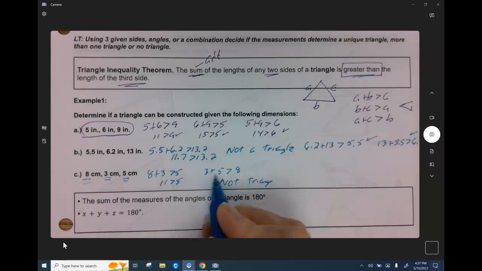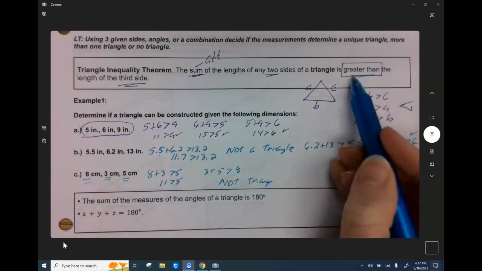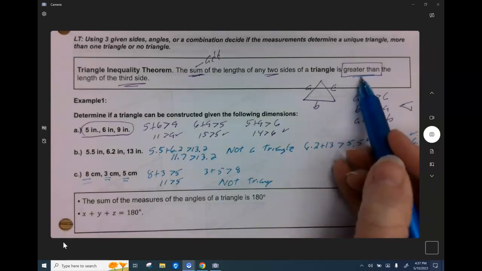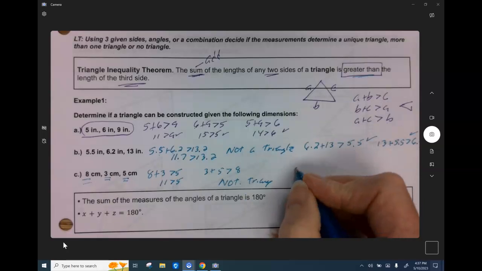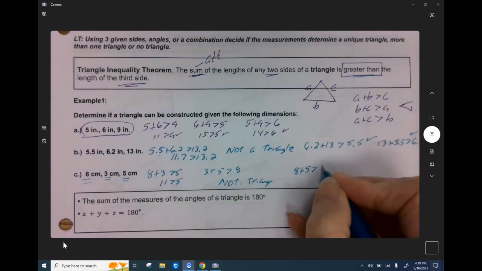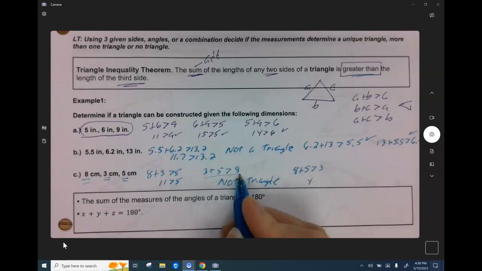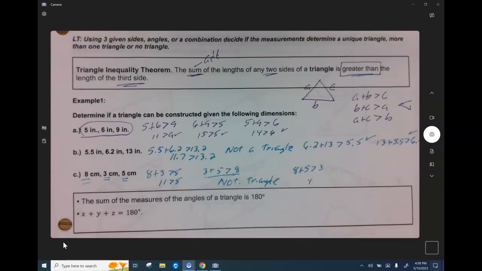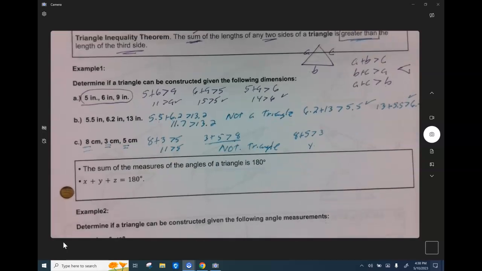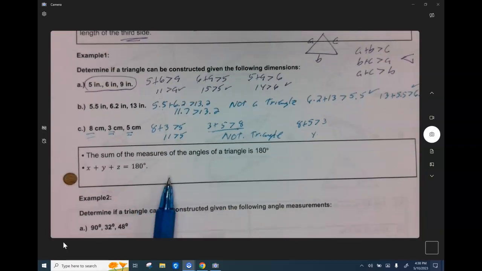It's not a triangle because 3 plus 5 is equal to 8, but it says that it has to be greater than the third side. It is not. Now, if I would have taken 8 plus 5, is that greater than 3? Yes. But it's not a triangle because this one is equal to. Cool. Okay, you'll get to do some more of those later. That's the sides. Now what we're going to do is we're going to talk about the angles, and I know many of you already know this.